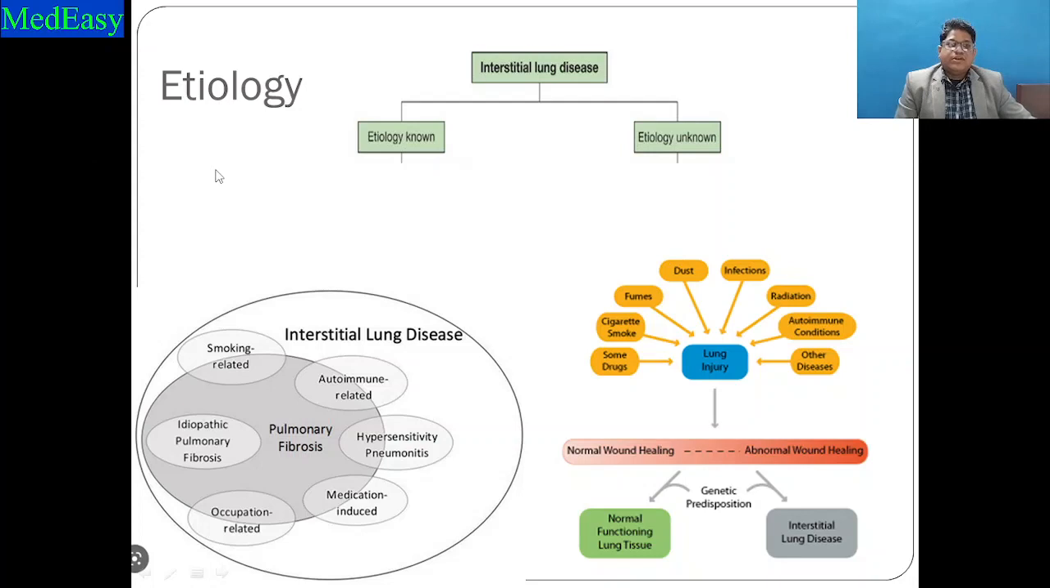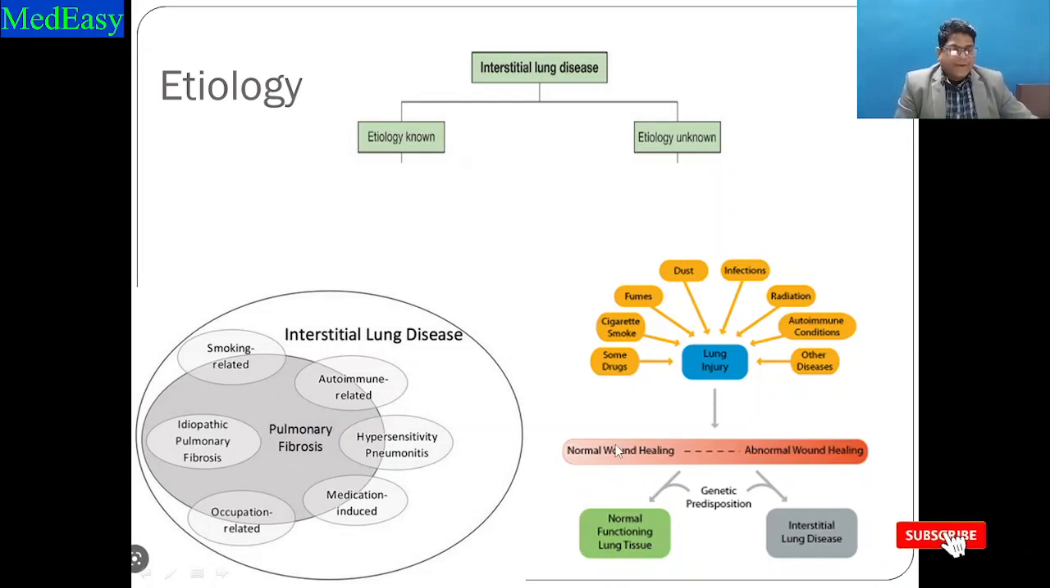Coming to the etiology of ILD, interstitial lung disease: one is, we should all know, that the etiology is known. In the second part, the etiology is unknown. This is very basic to understanding. What causes ILD? In some cases we know, in some cases we do not know. All right. So it could be smoking related, autoimmune, hypersensitivity pneumonitis, medication induced, occupation related, idiopathic pulmonary fibrosis, and all of these diseases in the spectrum, all of these causes, you can see they share the common feature of pulmonary fibrosis.